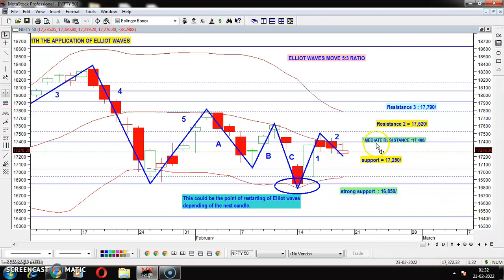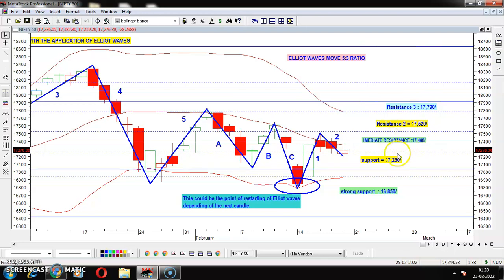If it moves towards the upside, then the first immediate resistance would be 17,400, and the very next resistance would be 17,520, which is the 50% Fibonacci retracement level, and the 61.8% Fibonacci retracement level is 17,790. If it crosses 17,400 and 17,500, which is the 50% level, it means the third impulsive wave has already started. So based on that, we can confirm that the market will move towards the upside. As far as Elliott waves are concerned, there is a possibility to move towards the upside, and as far as the Fibonacci retracement zone is concerned, there is also a possibility of a retracement towards the upside.